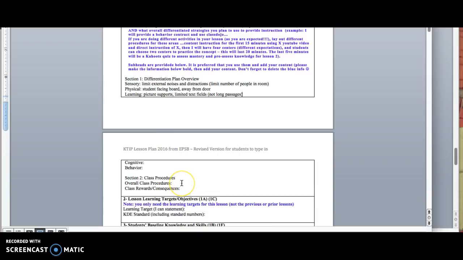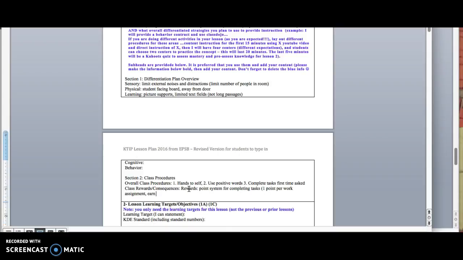And then my overall class procedures that I have in place: keep hands to self, use positive words, complete task first time asked. All right, rewards. I'm using a point system for completing tasks. 1 point per work assignment. Earn Clark cash towards treasure box.